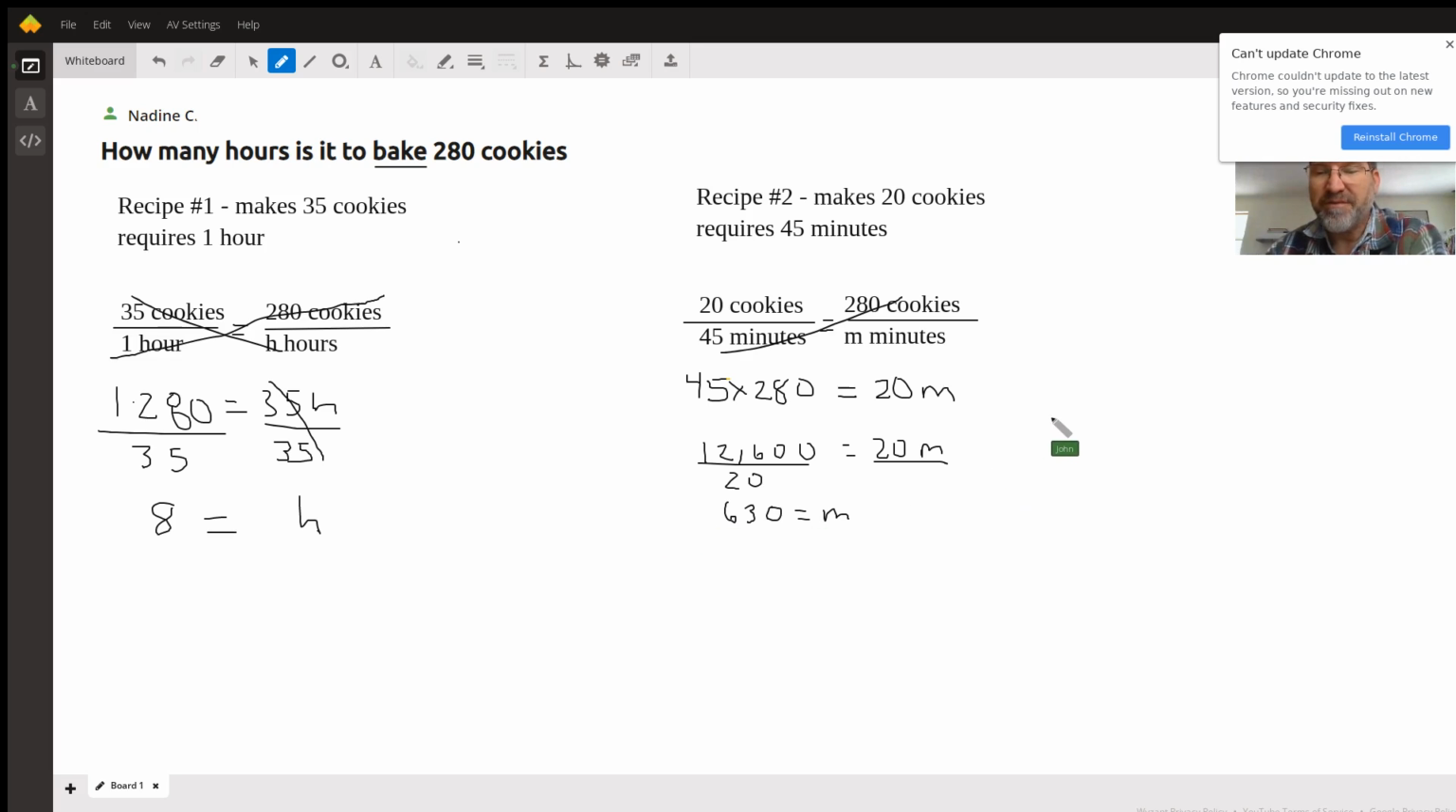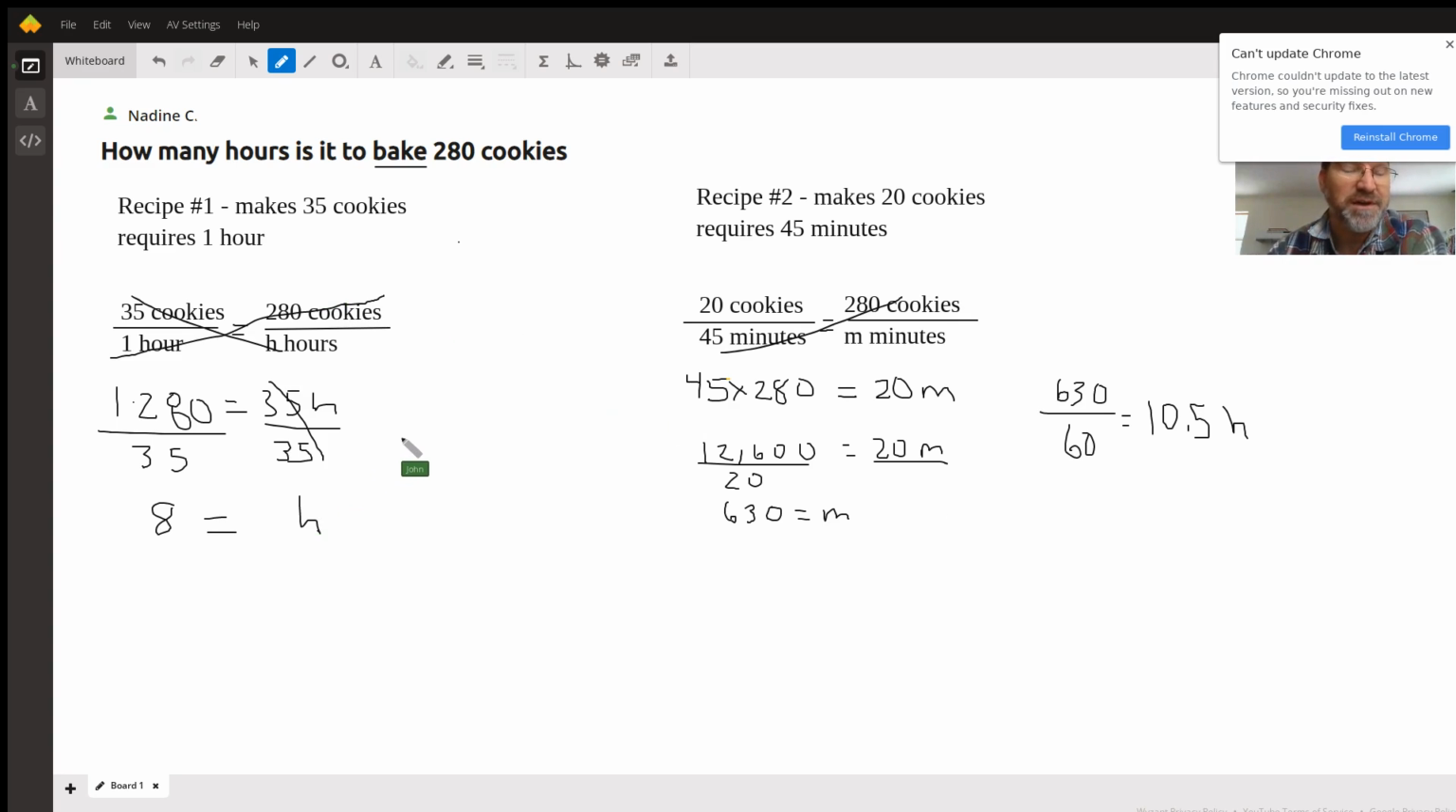So I've got to do one step further, and that is I've got to take the 630 minutes and divide it by 60 because there are 60 minutes in an hour. What I find is the second recipe requires 10.5 hours. So clearly, the first recipe is the winner, and saves us a considerable amount of time.